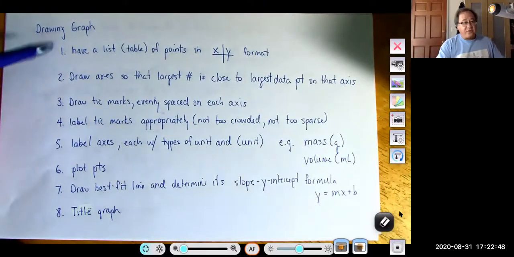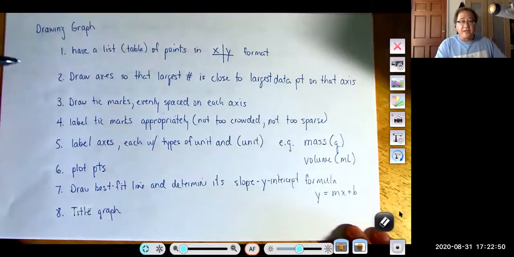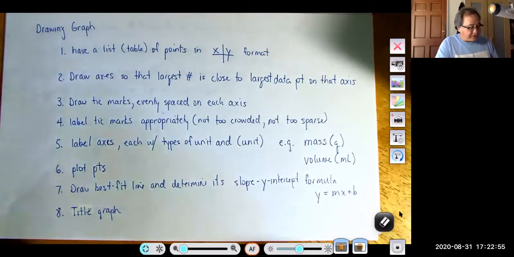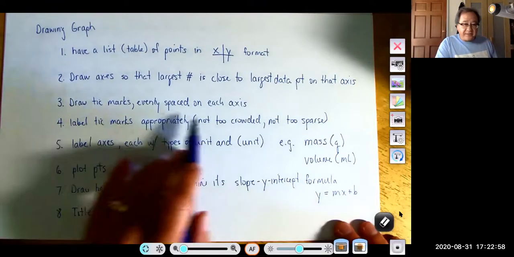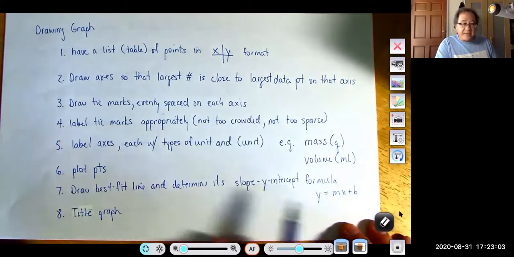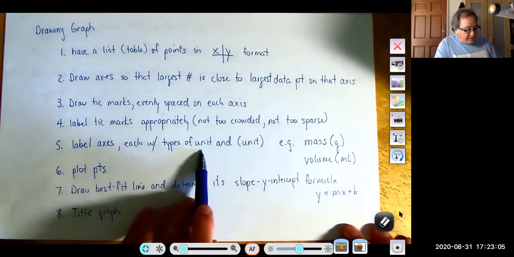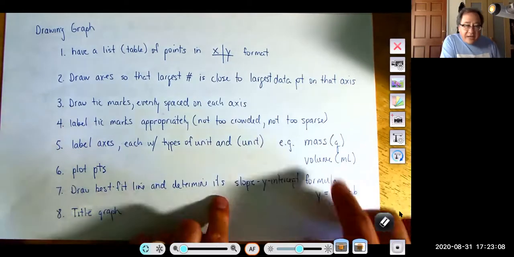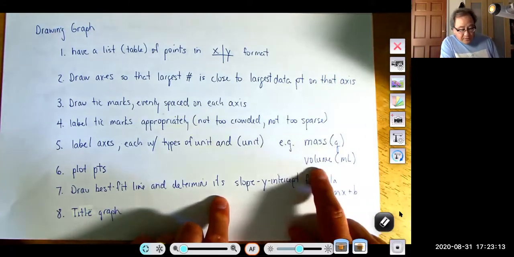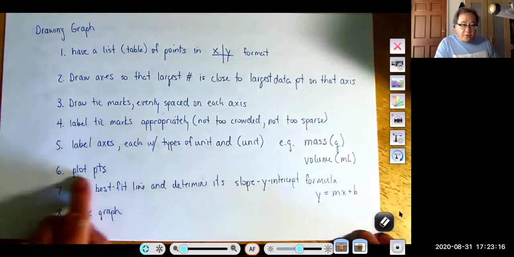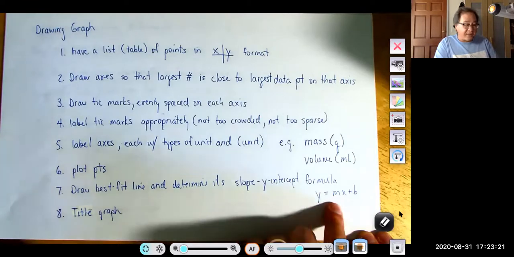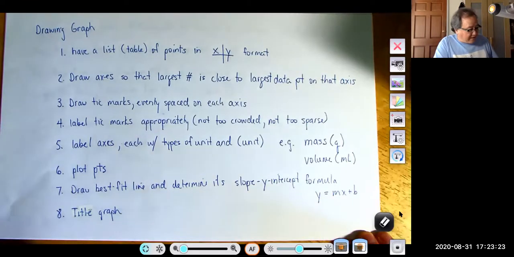So when you draw a graph, you want to make a list of the points. You want to draw the axes so that the largest number is close to the top of the axis, or the farthest point from 0. Draw tick marks evenly spaced. Label the tick marks, but not too crowded and not too sparse. Label the axes with the type of unit and the unit. So your type of unit might be mass, and you might be looking at grams. Or your type of unit might be volume, and you're looking at milliliters. Plot your points. Draw the best fit line to determine its slope, which I'll go over very quickly because it's review, and you title the graph.